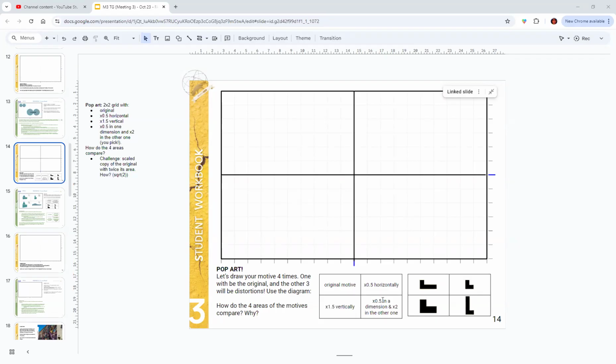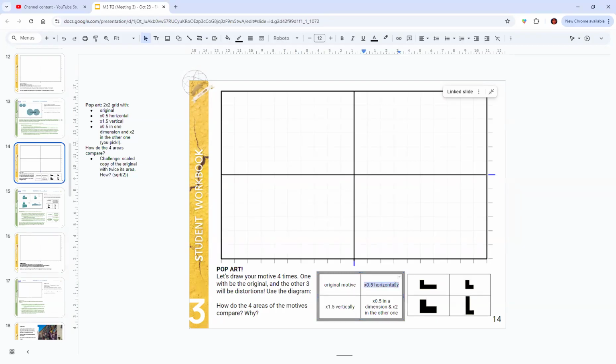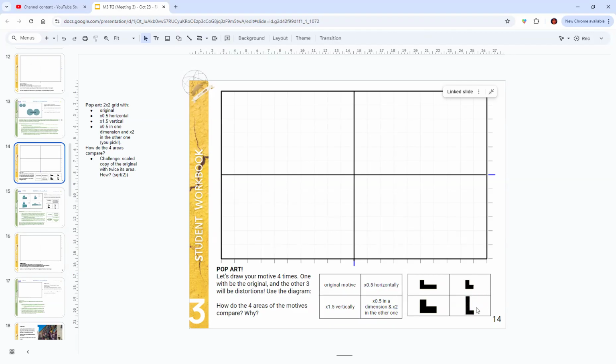Use this diagram. We have a scale of half horizontally, so it's a compression, as you can see here. Then here we will have 1.5 vertically, so 50% more vertically, so it gets taller. And then we have a mix. We have a times 0.5 in one dimension you choose, horizontal or vertical, and then times 2, so you just expand in the other dimension. In this example, the expansion was vertical and the compression was horizontal.